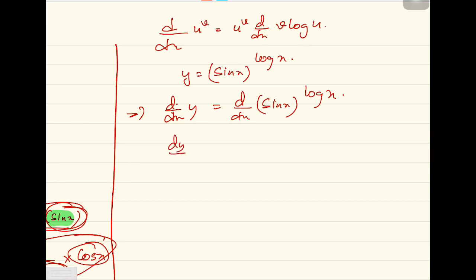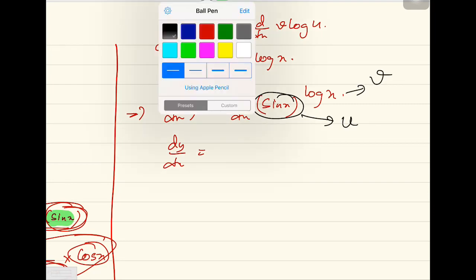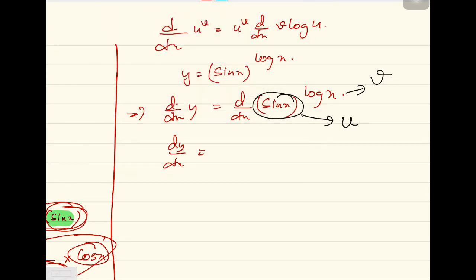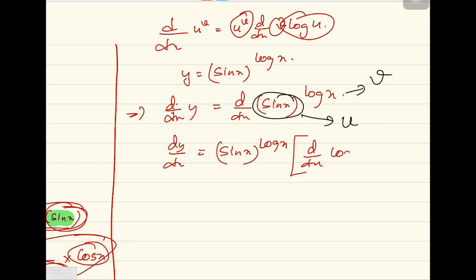So this gives me dy/dx, and you know the direct formula. What is d/dx of u to the power of v? So doesn't this act as u and this act as v, everyone? Yes. What is the formula, everyone? d/dx of u to the power of v is u to the power of v, that's sin x to the power log x, into d/dx of v log u. v is log x, and log u means log sin x.